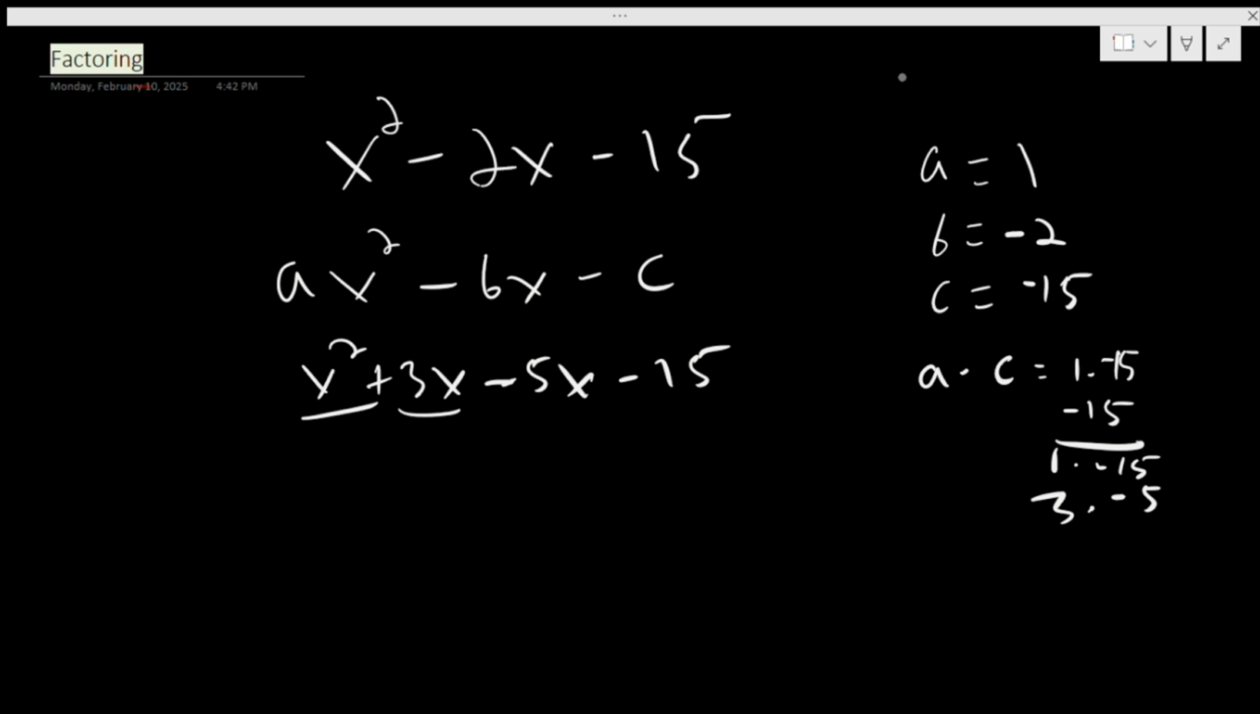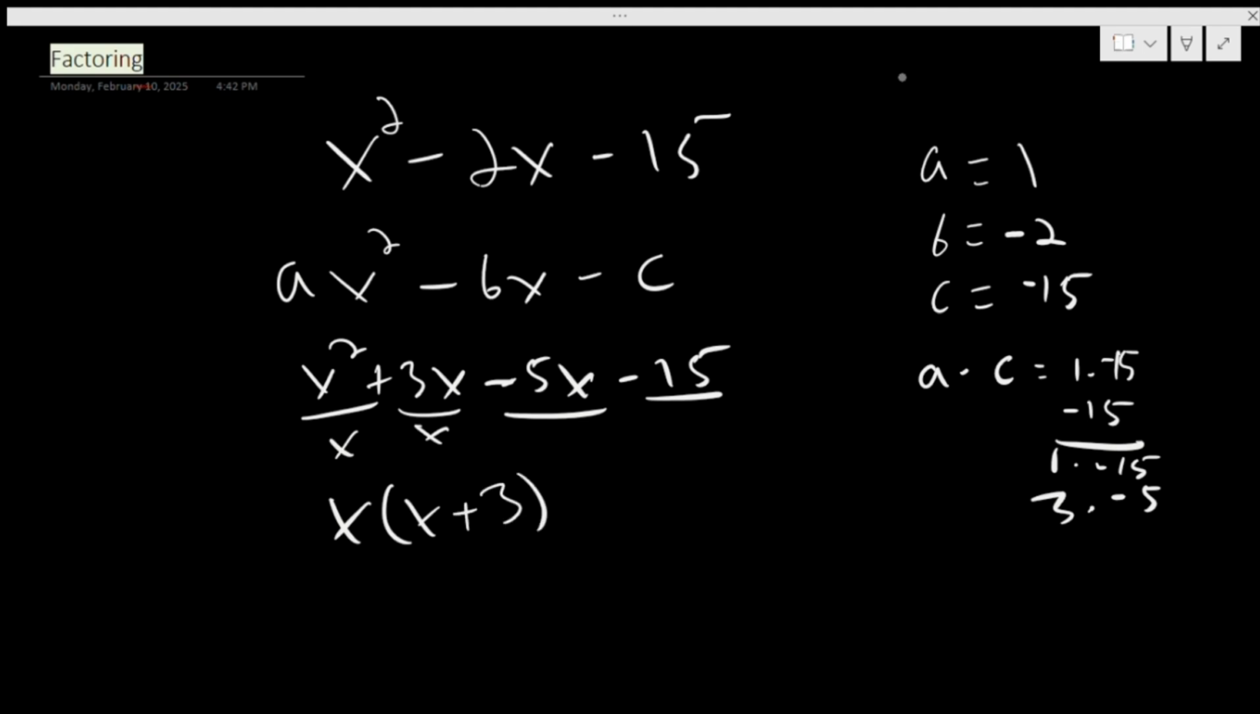Think about it: we have x squared plus 3x. What can you factor out of this? They both contain one x, so we're going to factor out an x. x squared divided by x is x, so we have x here. And 3x divided by x gives us 3.